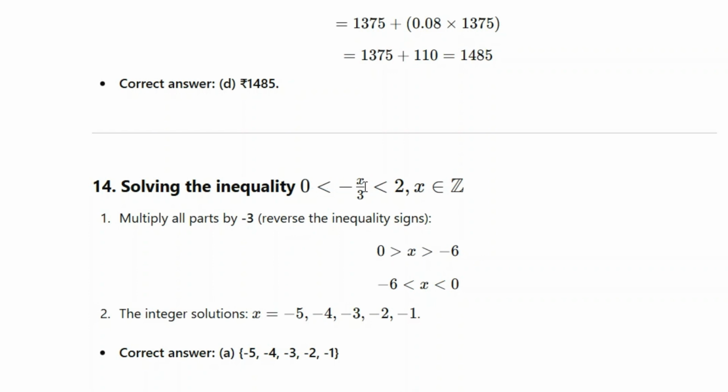Now here this is minus x by 3 less than 2. That means minus x less than 6. Now to multiply by minus on both sides, the symbol will be changed. So x greater than minus 6. Okay, so this is your x greater than minus 6 and x less than 0. X greater than minus 6, x less than 0 means option A.